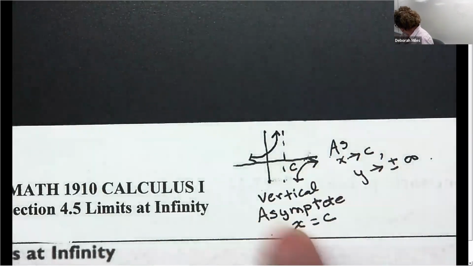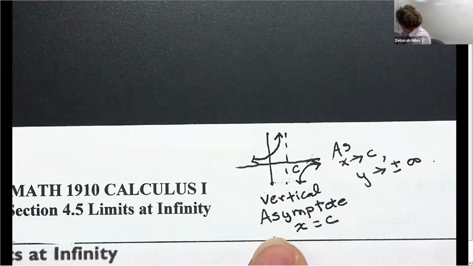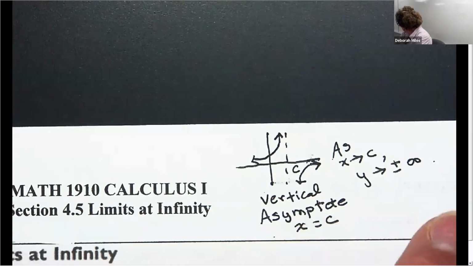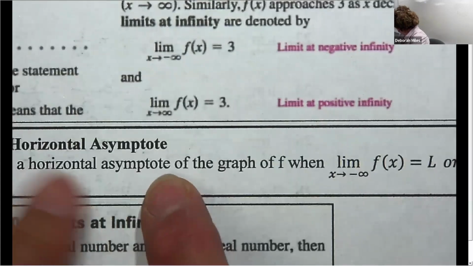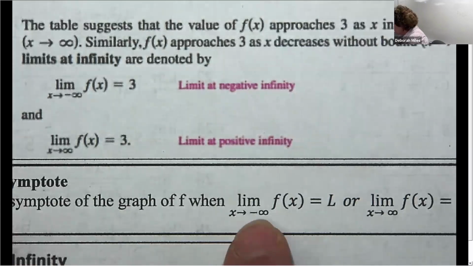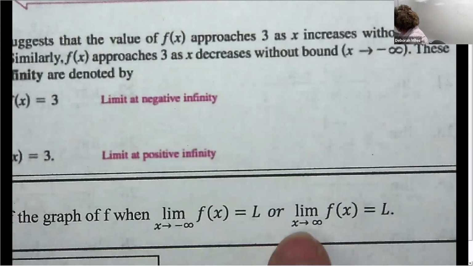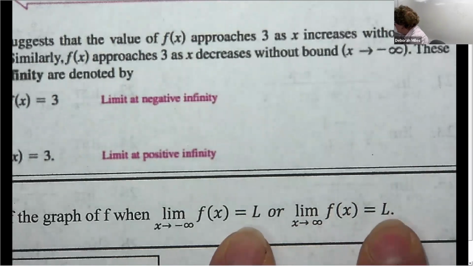So the definition of horizontal asymptote is similar to the notation for the definition of the vertical asymptote. Remember, vertical asymptote is as x approaches c, y's are going to positive or negative infinity. The definition of the horizontal asymptote is as x's get infinitely small or as x's get infinitely big, there's some number that y is approaching, some number L. That limit exists and is L.